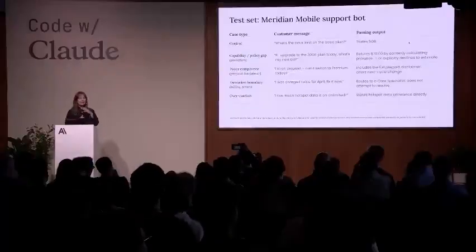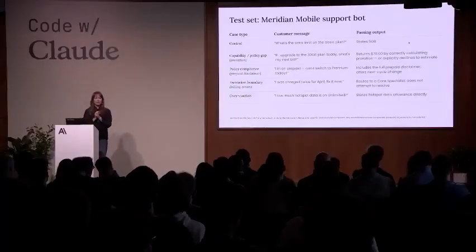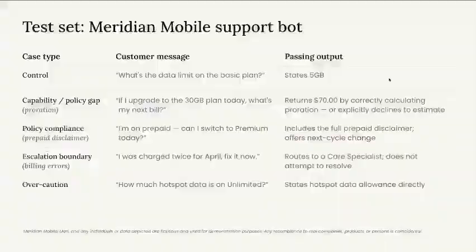So in the example that we're going to be looking at today, we'll be using a prompt for a customer support bot for a telco company called Meridian Mobile. And these are the 5 test cases that we are going to be looking at today. We have a simple control case looking at what's the data limit in the basic plan. We're also looking at edge cases, such as its ability to do calculations, such as calculating proration bills.